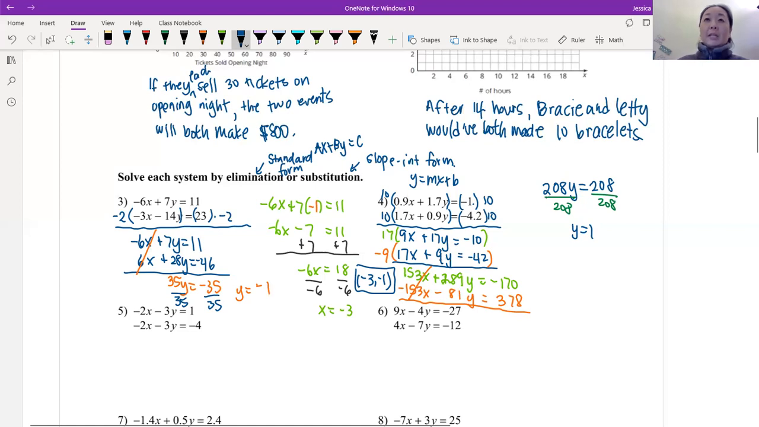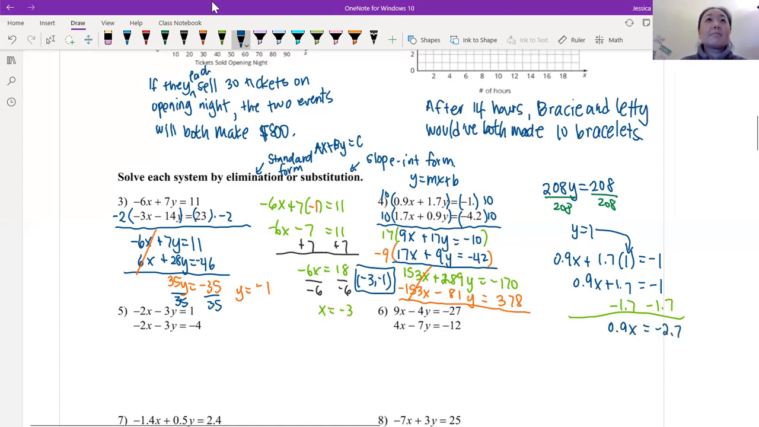I normally like to use the original problems, so I'm going to go with that. I'm going to use the top one right here. So it's going to be 0.9x plus 1.7 times 1. Remember, this 1 goes in where the y is. It's equal to -1. All right, and then that's going to be 0.9x plus 1.7 times 1, which is just 1.7, is equal to -1. Subtract 1.7 on both sides, and 0.9x is equal to -2.7.